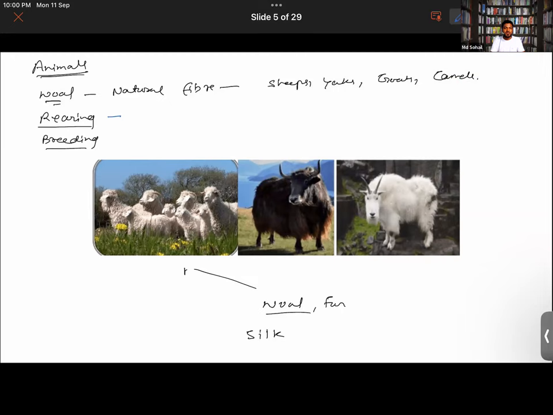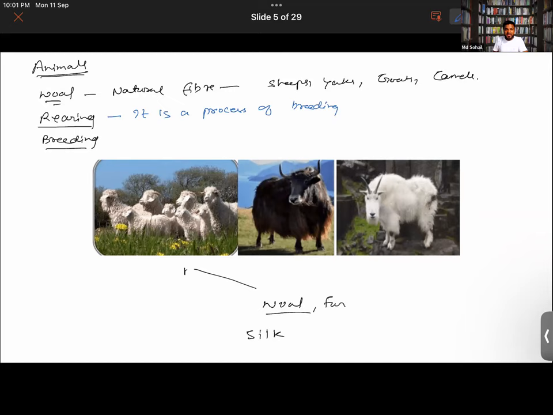So he needs to breed the animal first. Animals which carry a good genome, good genes, which yield high quality of fur, are interbred. That gives offspring that will also be giving rich quality of fiber. So rearing is the process of breeding. It is a process of breeding.